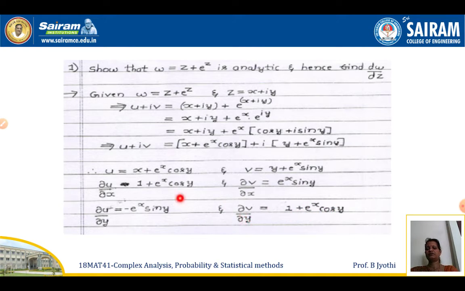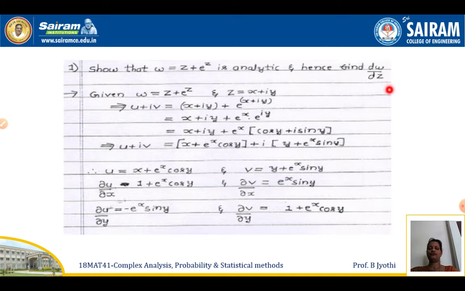Now if we observe, ∂u/∂x is the same as ∂v/∂y, and ∂v/∂x is minus of ∂u/∂y. Hence the CR equations are verified in the Cartesian form. Therefore it is analytic, we have proved.